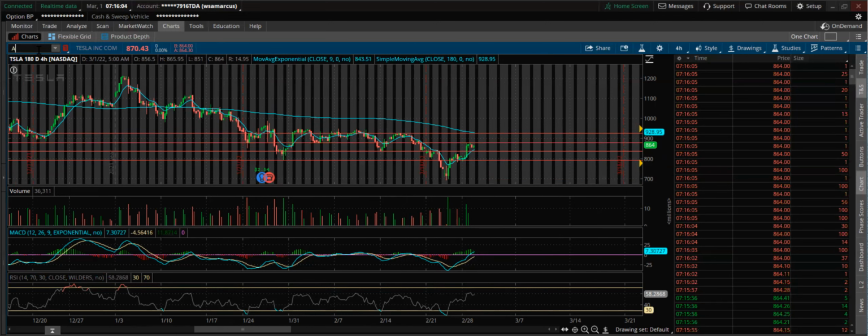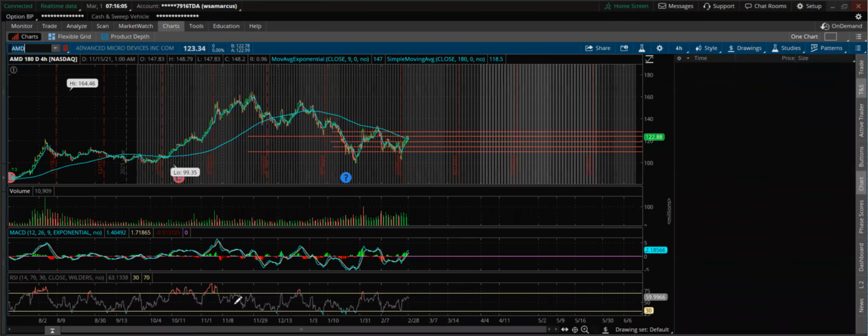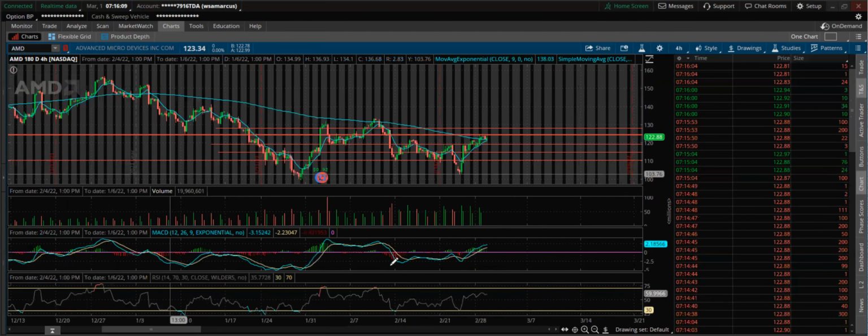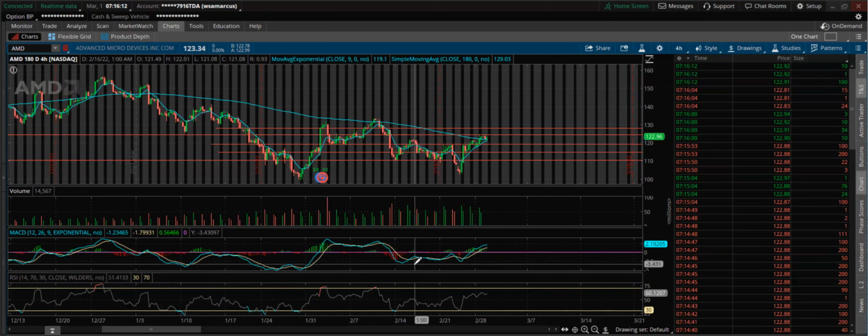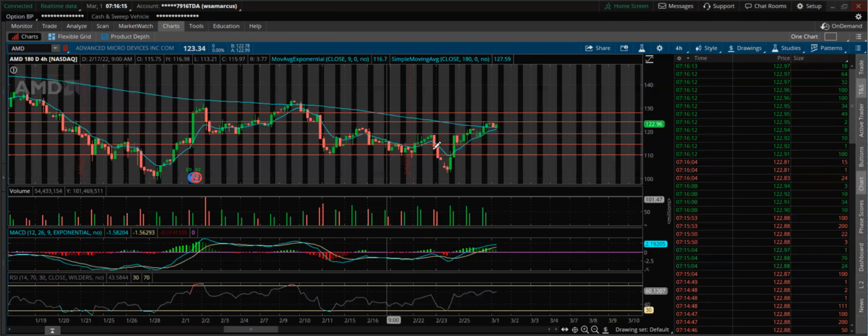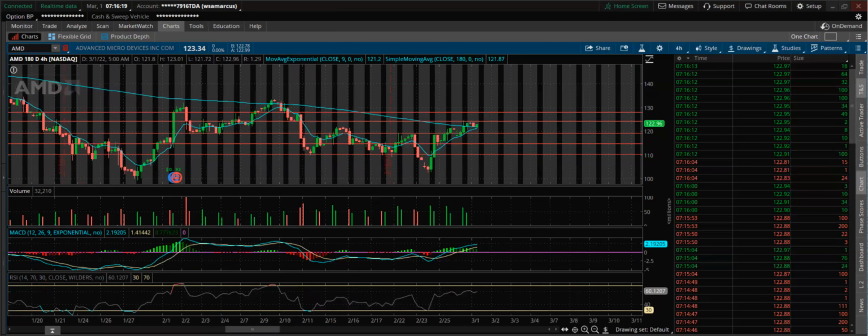Stay patient, and on to the next one. Next stock, and probably the last stock we're going to be talking about, keeping it a short watch list, focusing on quality over quantity. Looking at AMD over here, we're looking at AMD still above that 180-day trade line.